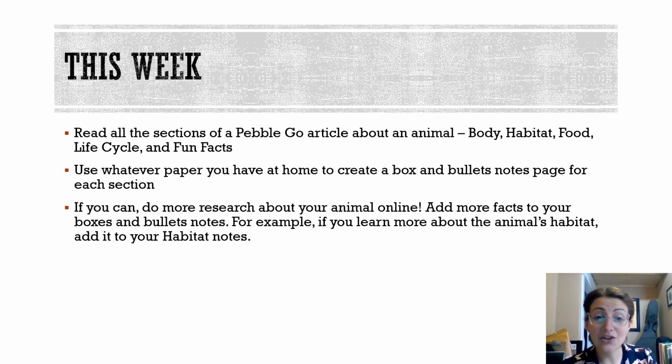If you can, do more research about your animal online. You can add facts to your box and bullets notes. For example, if you're reading about your animal or watching videos about your animal and you learn more about the animal's habitat, you can add it to your habitat notes. Or if you learn more about the animal's food, you could add it to your food notes, and so on.